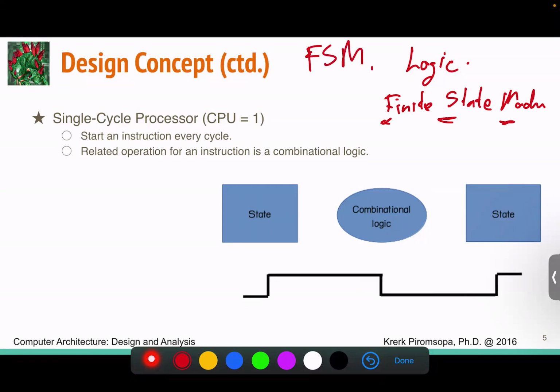Finite state machine. Well, a finite state machine basically says that whenever a new clock is coming, the circuit is going to change state. So we have the clock to trigger the state. And usually it's the rising edge of the clock that we change state.